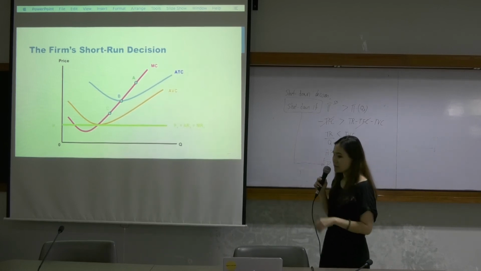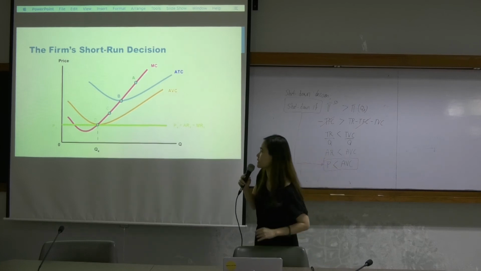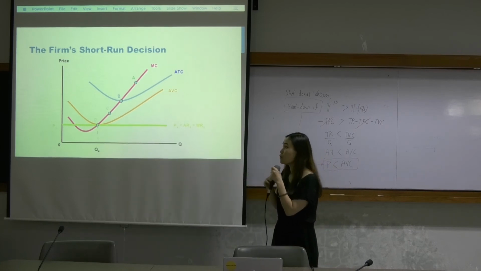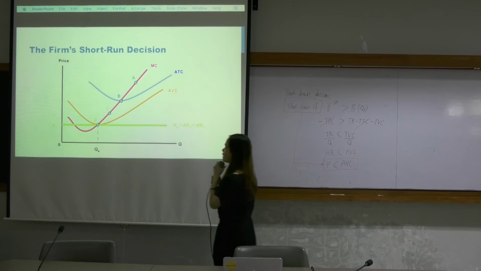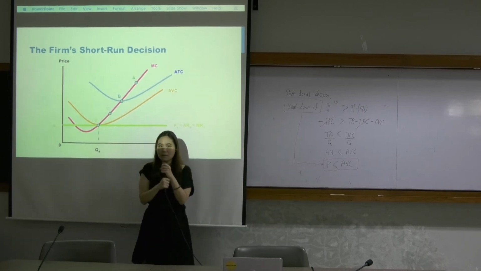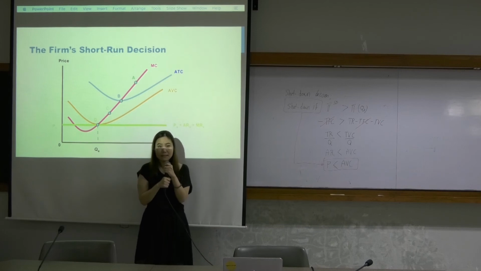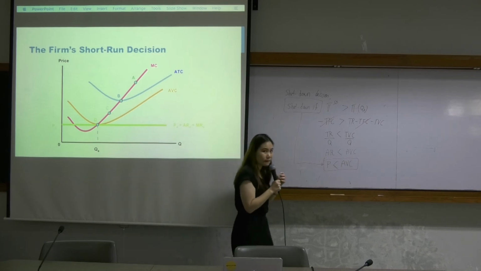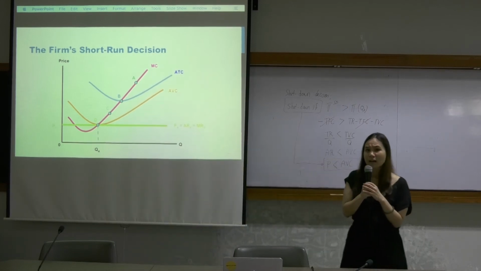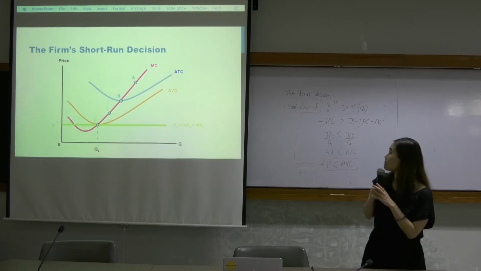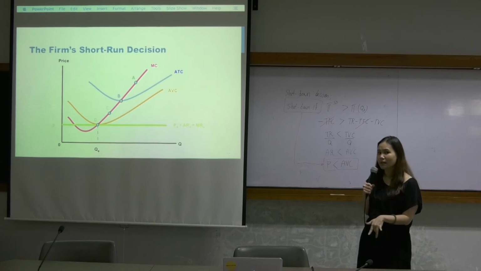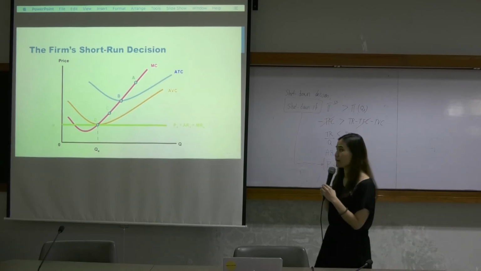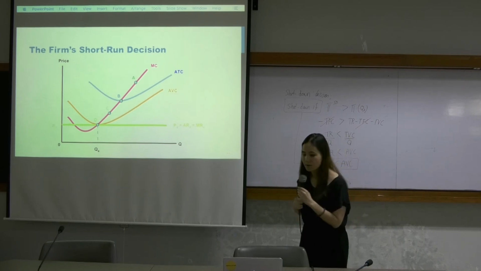Okay, at P4, a profit maximizing firm will produce Q4. Will aim to produce at Q4. But the thing is, if you produce at Q4, the price equals the average variable cost. So if you decide to produce, you make a loss equal to the total fixed cost. If you don't produce and shut down, you still make a profit of negative total fixed cost. So at this point, the firm should be indifferent between shutting down or not, okay?